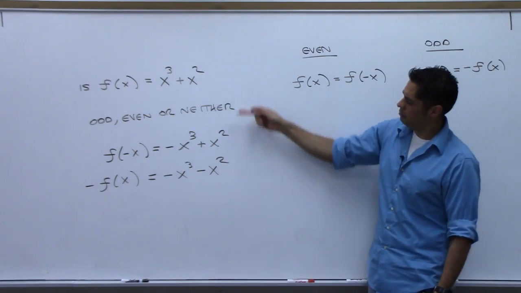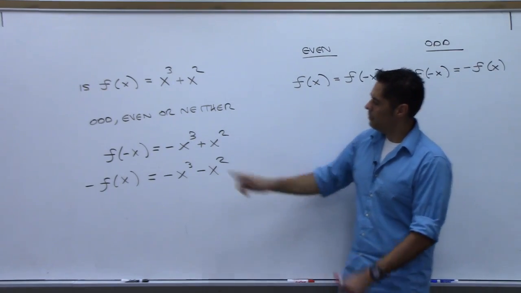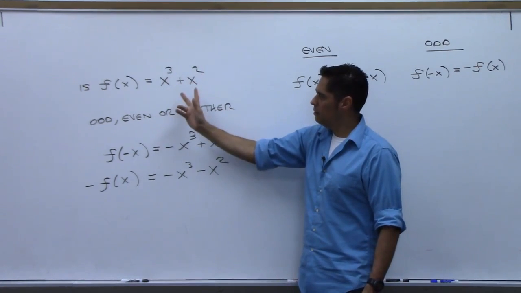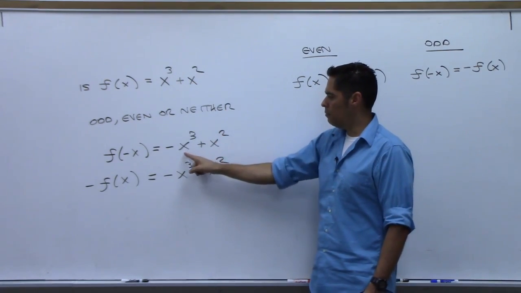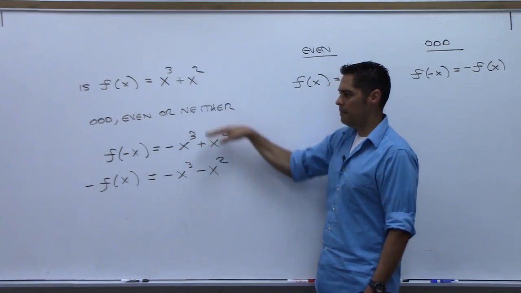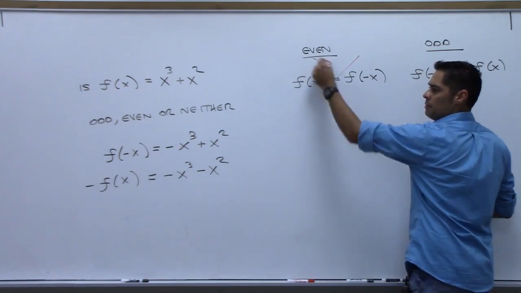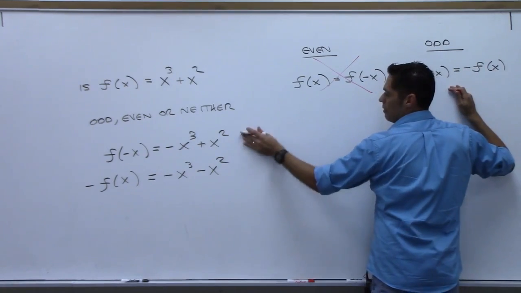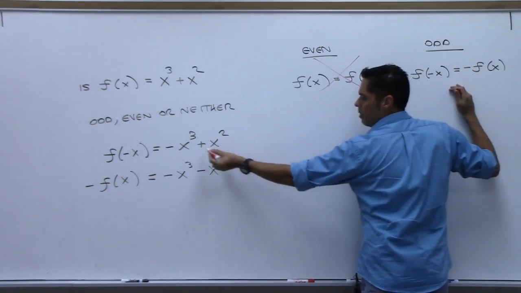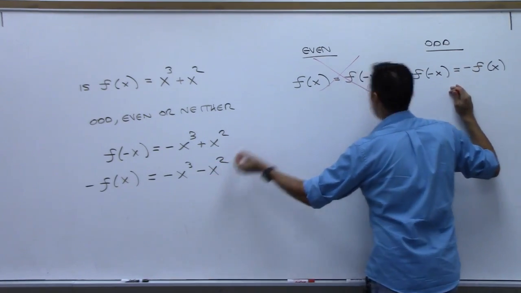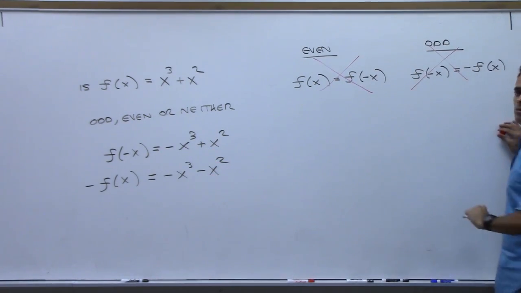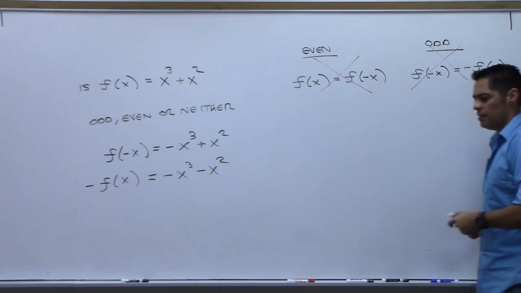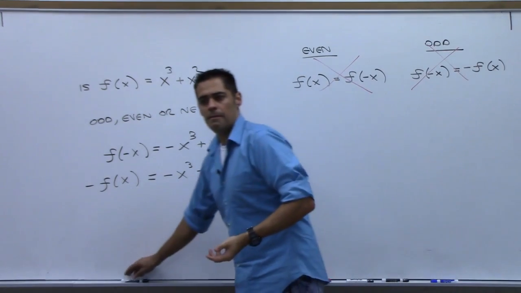No. Look, if you plug in 1 here, what do you get? 1 plus 1, right? You get 2. If I plug in 1 here, I get 0, right? These aren't the same, so it's not even. Is it odd? So I have to check, are these two the same? Almost, but that minus, right? Those two aren't the same. It's not odd either. Therefore, it's neither. So given a function, it's either odd, even, or neither.